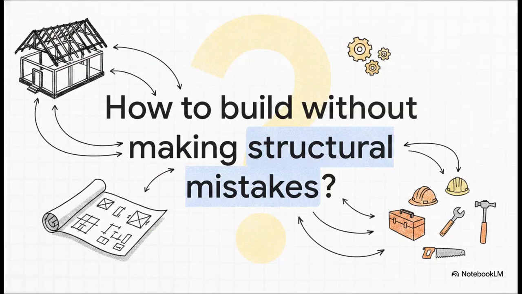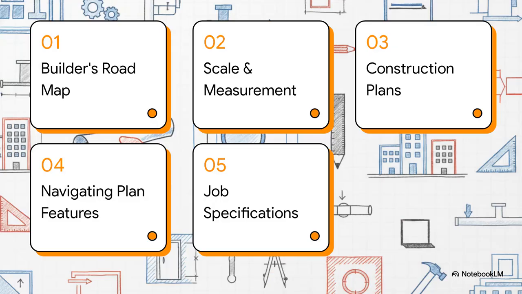So, let me ask you this. How do you actually build an entire house from the ground up without making a single massive structural mistake? I mean, how do you avoid total chaos when you've got dozens of different trades all climbing over each other on the same site? Well, the answer is pretty simple. You need a shared secret language, and you absolutely need the ultimate roadmap. Okay, let's dive right into this.